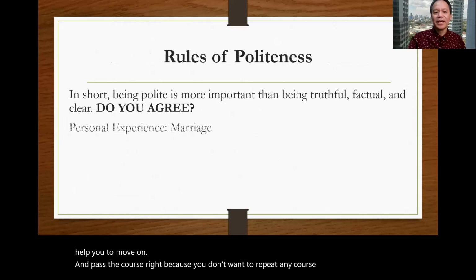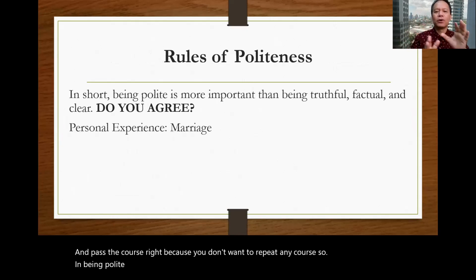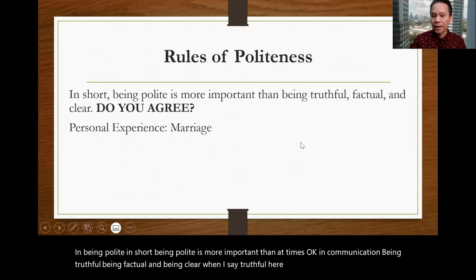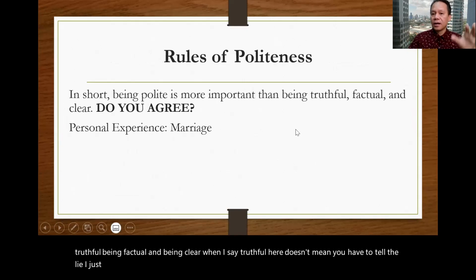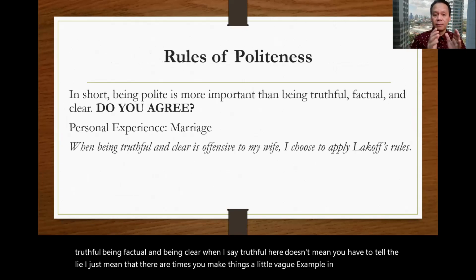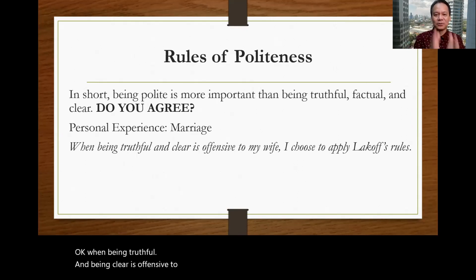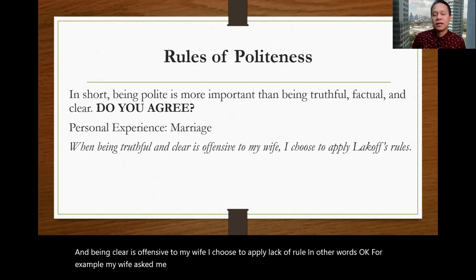So in short, being polite is at times more important in communication than being truthful, being factual, and being clear. When I say truthful here, it doesn't mean you have to tell a lie. I just mean that there are times you make things a little vague. Example in marriage: when being truthful and being clear is offensive to my wife, I choose to apply Lakoff's rule. In other words, for example, my wife asked me, how do I look in my new dress? And I see that it doesn't really fit her.